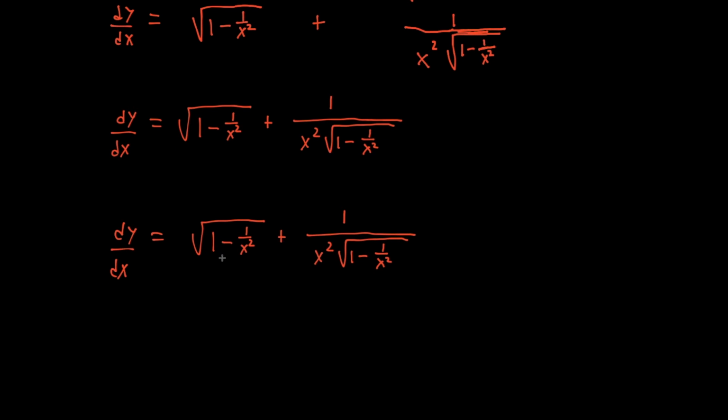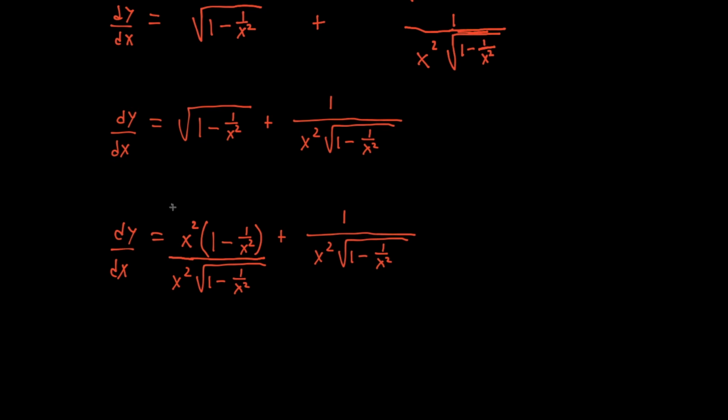So we can actually add these, and we'll be able to do a little bit more reduction. Currently we have the square root of 1 minus 1 over x squared over 1. We can multiply the top and bottom by this term again. So what we will get is that square root is going to go away, and we're going to get x squared out here.